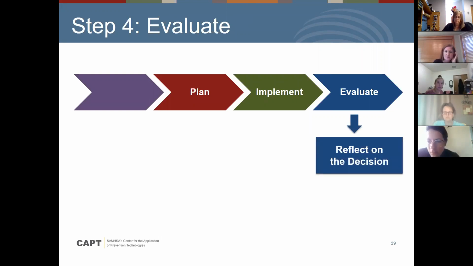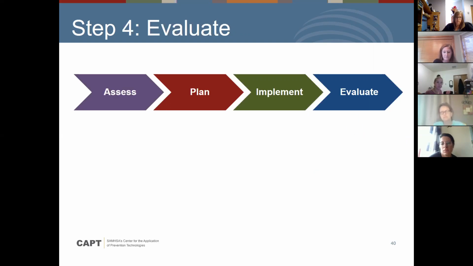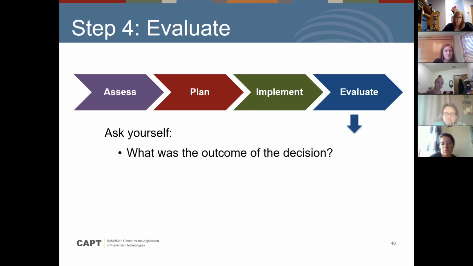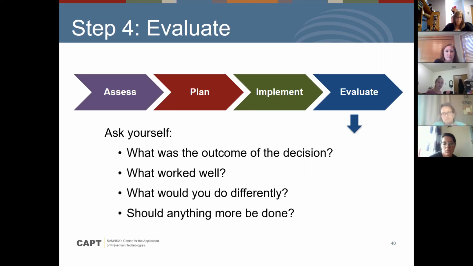So once Ty has implemented that, he told the executive director about the dilemma, then we need to reflect on that decision. Some things we need to evaluate once we've implemented that. Ask ourselves, what was the outcome of the decision? What worked well? What would you do differently? Should anything more have been done? So based on the decision that we did make as a group, which was to tell the executive director, how do you think things would work out for Ty in that situation?